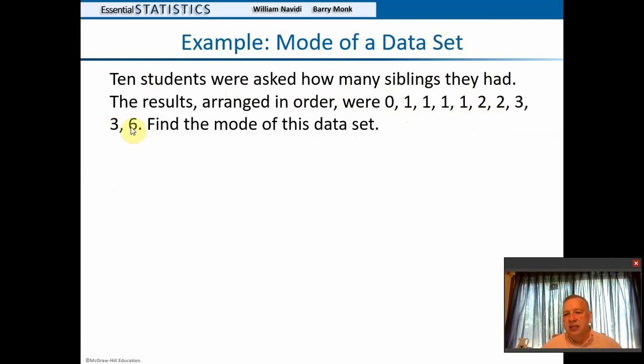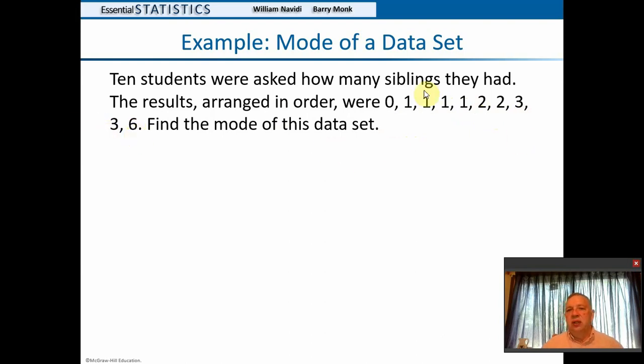Find the mode of this data set. So the mode here, I would go through and count the frequency of each one of these values. 0 is 1, only see it one time. 1, I see 4 times, the frequency is 4. 2, the frequency is 2. 3, the frequency is 2. And 6, the frequency is 1.